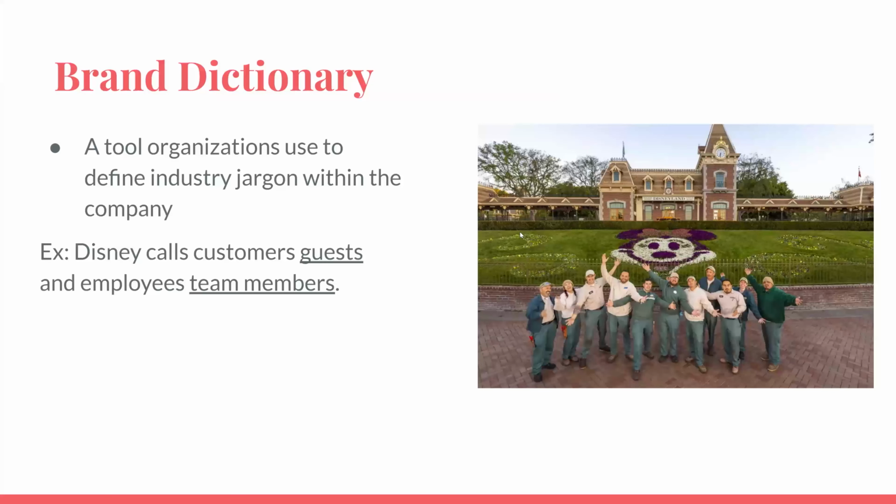Now, a brand dictionary is actually a tool used by an organization to redefine industry jargon within the company. A lot of places use this nowadays, but Disney is especially famous for doing this. Whenever you become part of their corporation, when you work at one of their retail locations or their theme parks, they have specific terms to refer to both the people working in the park and the people who are visiting. For example, Disney calls their customers guests and their employees team members.